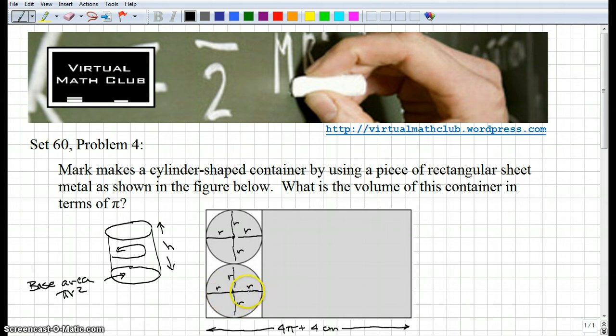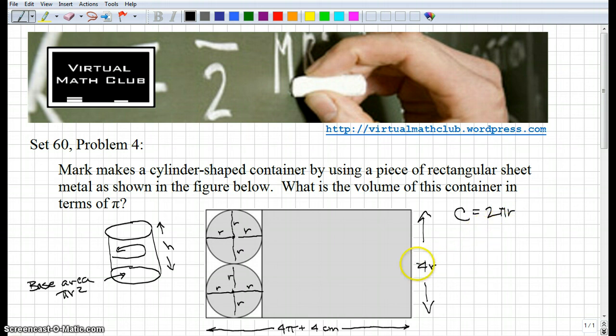And then you can see, from top to bottom of this piece of sheet metal has to be 4r. Okay? Just because we've got two circles, and so we have 4 radii from the top to the bottom. And this piece of sheet metal has to wrap around the whole circumference of the circle. And the circumference of the circle is just 2 pi r, okay?